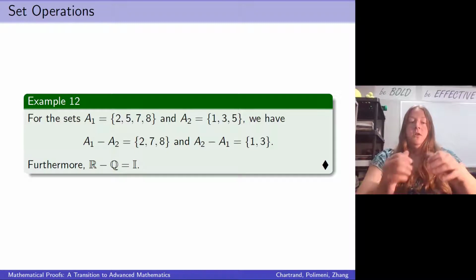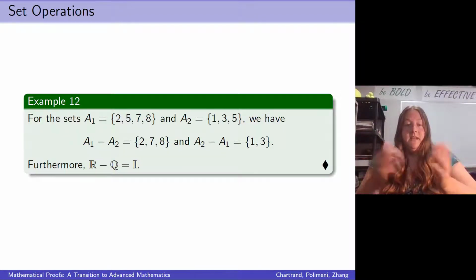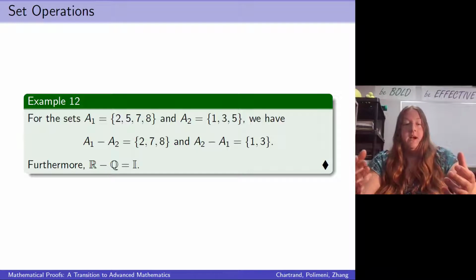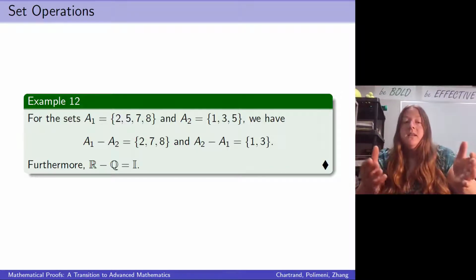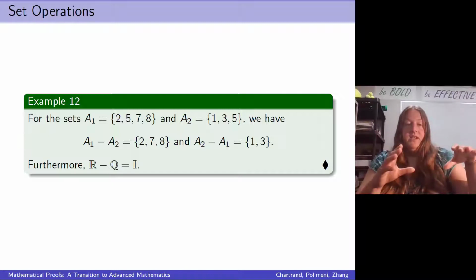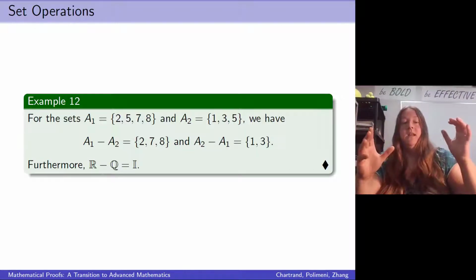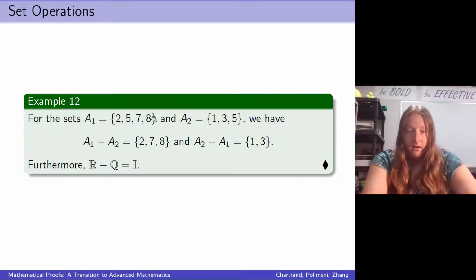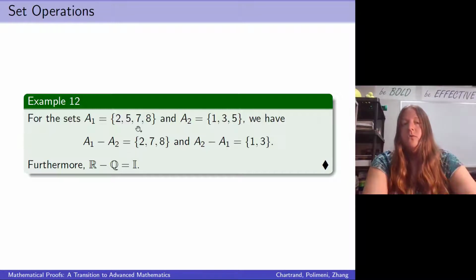So if we're taking a look at two sets, I have A sub 1, A sub 2 here, and I want everything that's in A1 that's not in A2, then I would start out with A1. The way I would do this problem is I would list everything in A1. So I would start out with 2, 5, 7, 8. Then I'd go through: I'm going to cross out any 1s. I don't have any. Any 3s? Don't have any. Any 5s? All right, cross out the 5. And then I'm left with 2, 7, and 8. And that is what my difference there is.